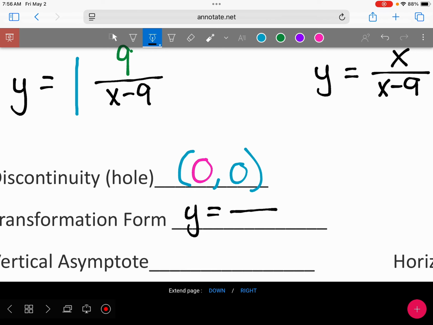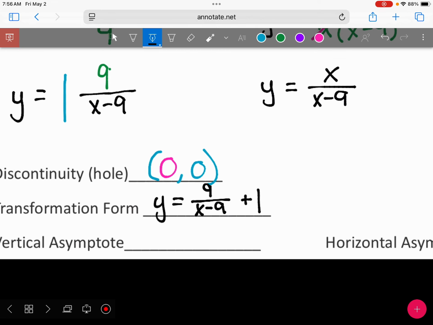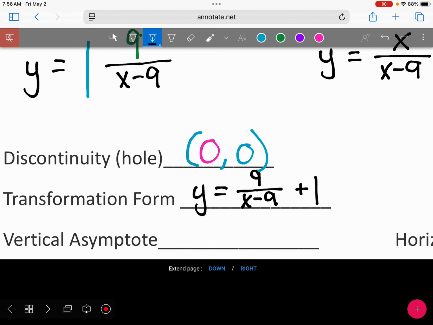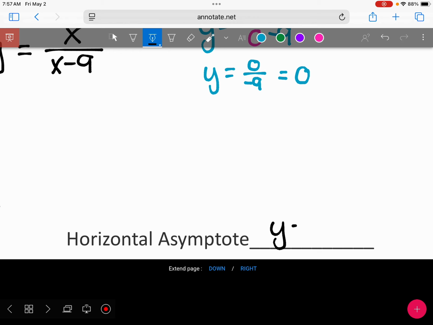So our transformation form is going to look like, if we just switch their 2 spots, our 9 over x minus 9 plus 1. So from there we can grab our asymptotes, our vertical asymptote that happens at our x equals h. So that's going to be our x equals 9. And our horizontal asymptote happens at our y equals k, so our y equals 1.